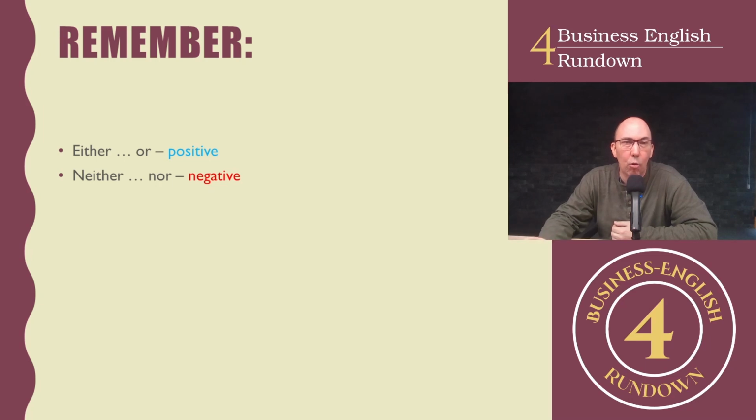Remember, either or is positive. Nancy applied to either Miami University or Pepperdine. It's positive. Neither nor is negative. Nancy applied to neither Miami University nor Pepperdine. She didn't apply to either of them, or she applied to neither of them.